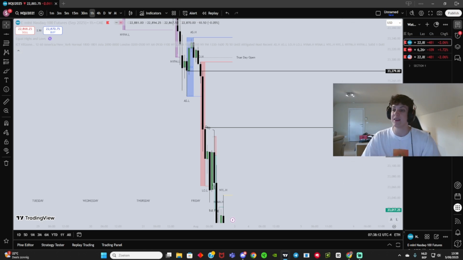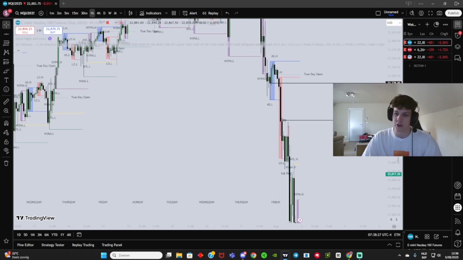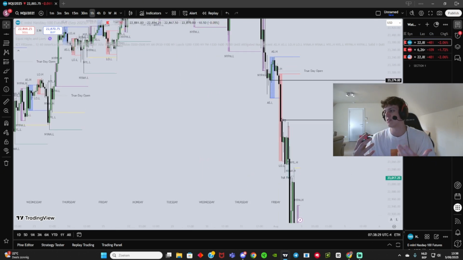Look at liquidity. The most important thing is liquidity. So liquidity, order flow, and manipulation. You always want to see some manipulation in the other direction, or just some kind of manipulation, and that's what you want to look for in your daily bias and draw on liquidity game.